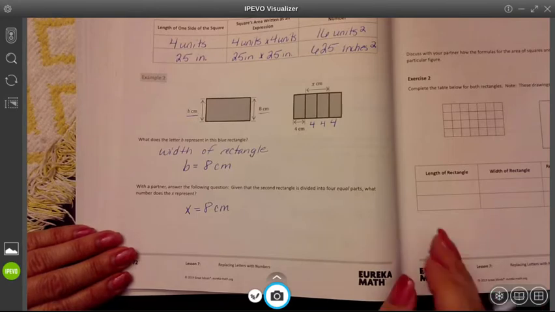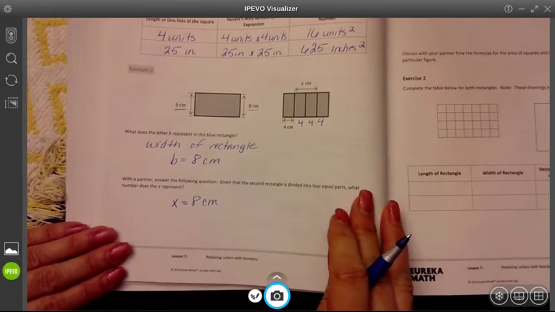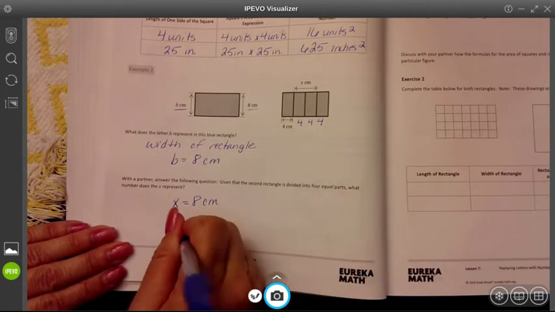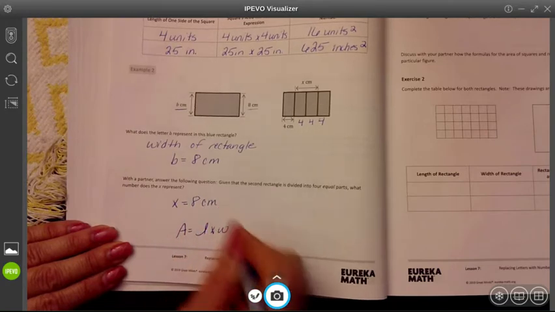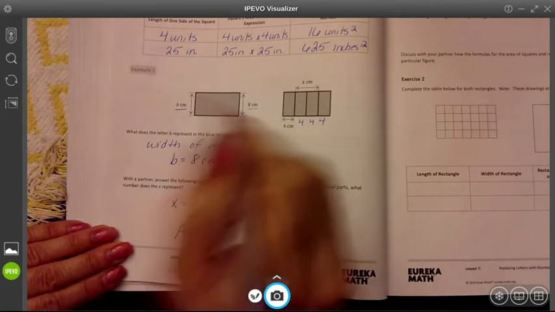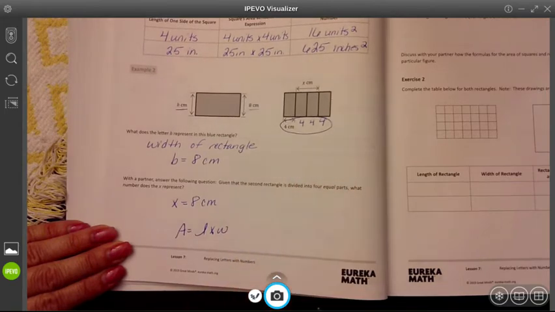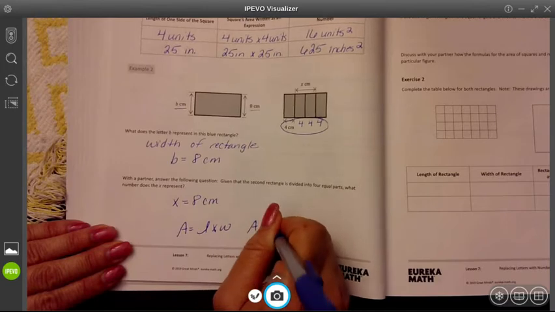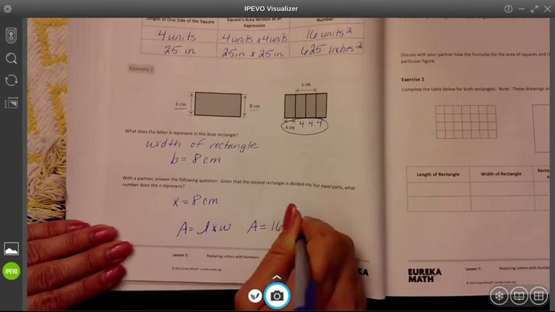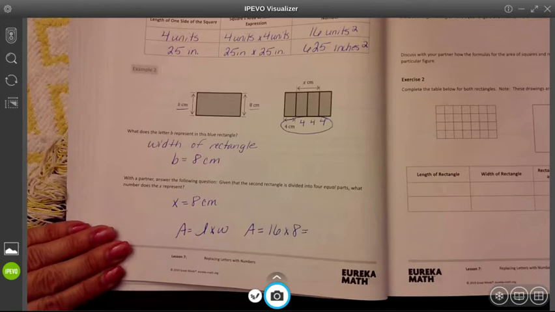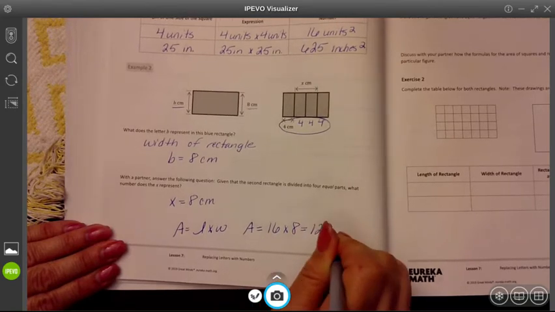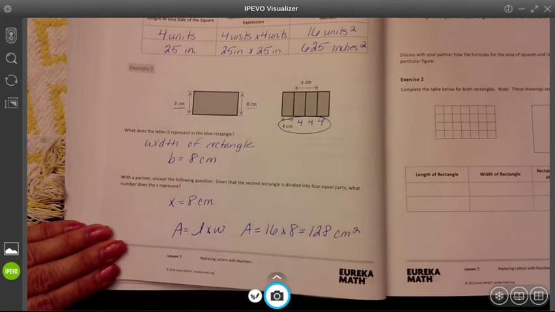So how could we find the area for this rectangle? We know that the area equals length times width. So we know now that the length is 4 times 4, which is 16, and the width is 8. Again, you can use your calculator and do 16 times 8, and it would equal 128 centimeters squared.